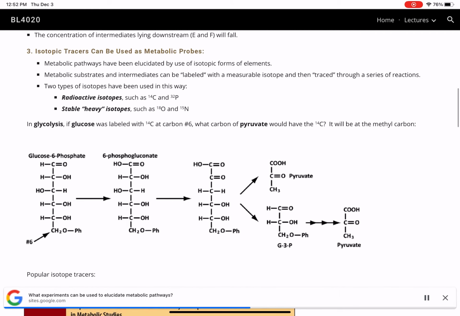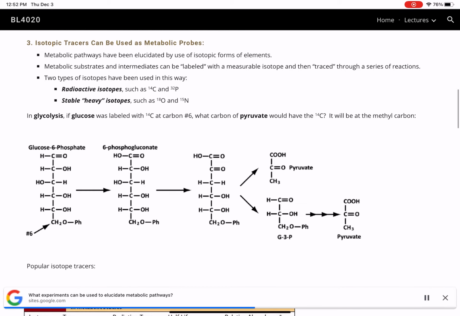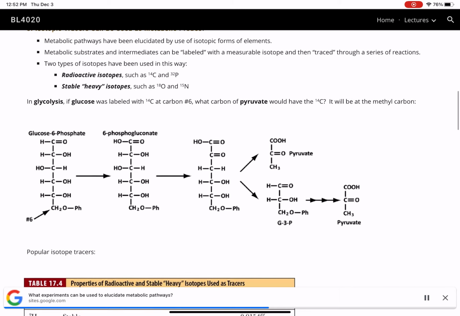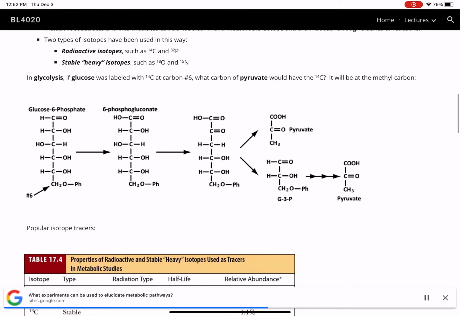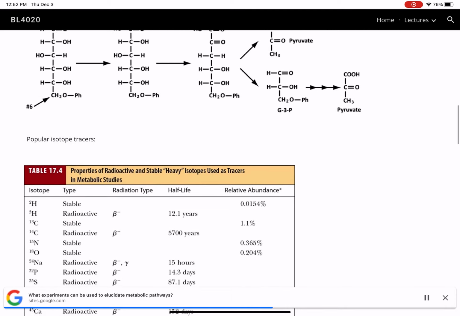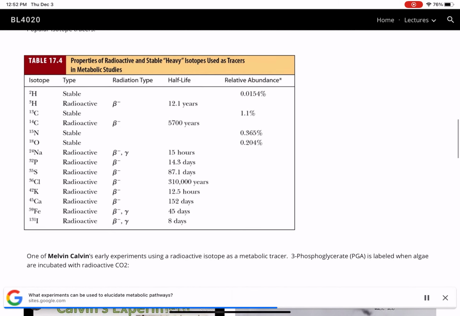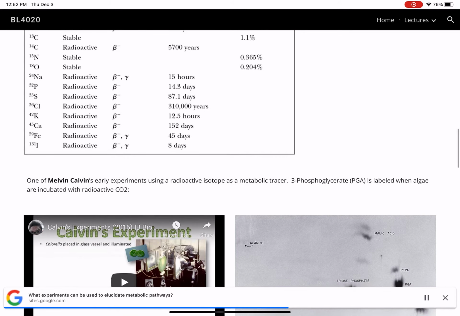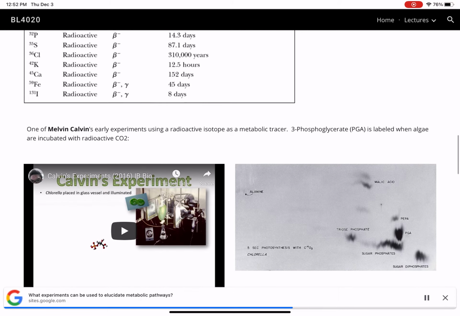In glycolysis, if glucose was labeled with C at carbon number 6, what carbon of pyruvate would have the C? It will be at the methyl carbon. Popular isotope tracers. One of Melvin Calvin's early experiments using a radioactive isotope as a metabolic tracer: 3-phosphoglycerate, PGA, is labeled when algae are incubated with radioactive CO2.